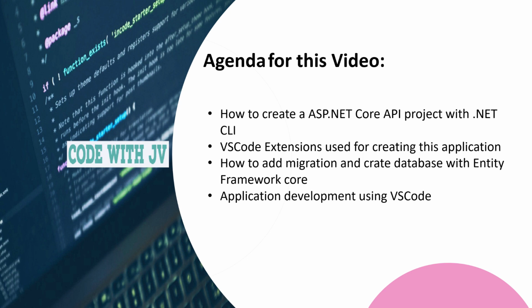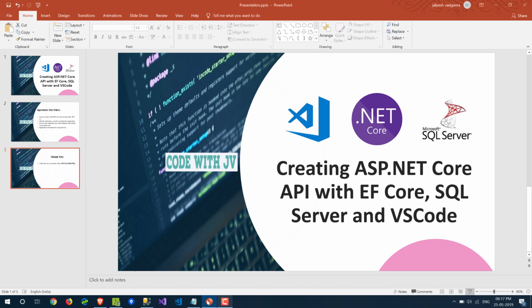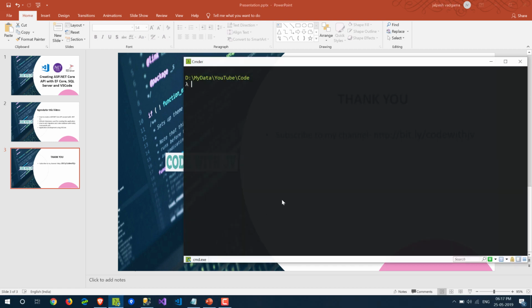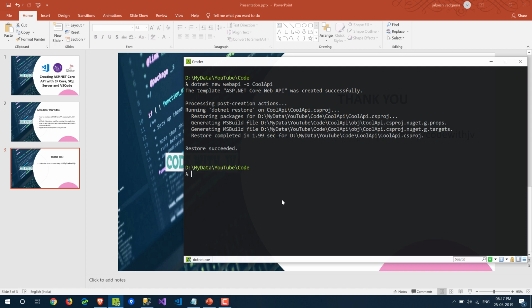So let's get started. Let me directly go into my command line application, and what I am going to do is create a new web API project called Cool API. Right, so let me run this. What it will do is create a directory called Cool API, and it will also create a C# project called Cool API. Here you can see it has already been done.